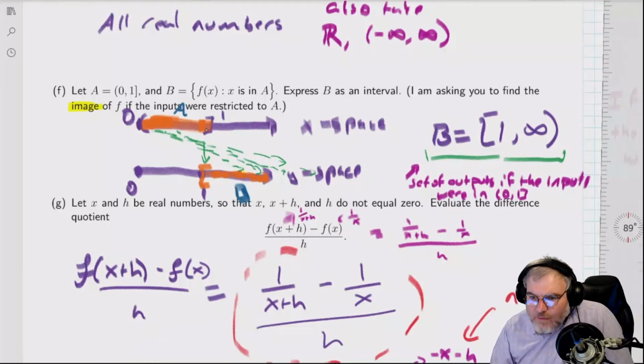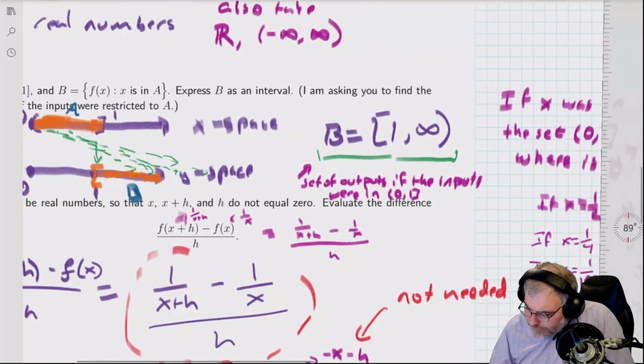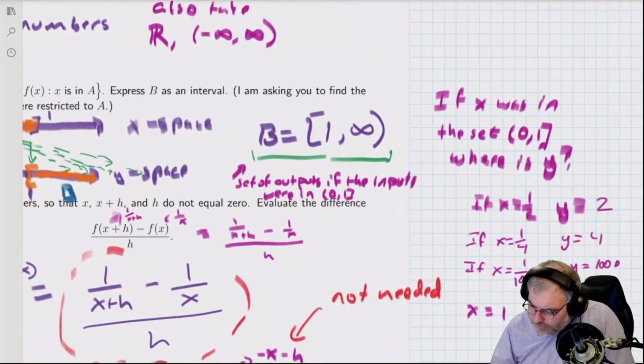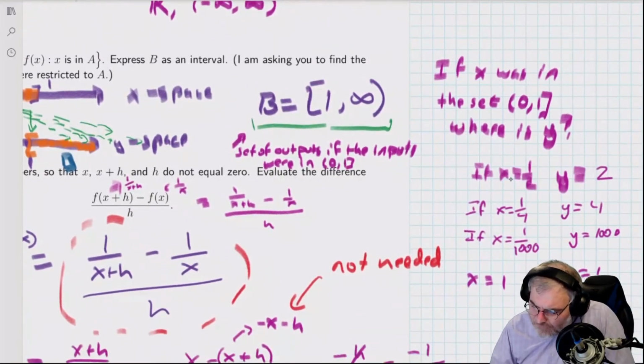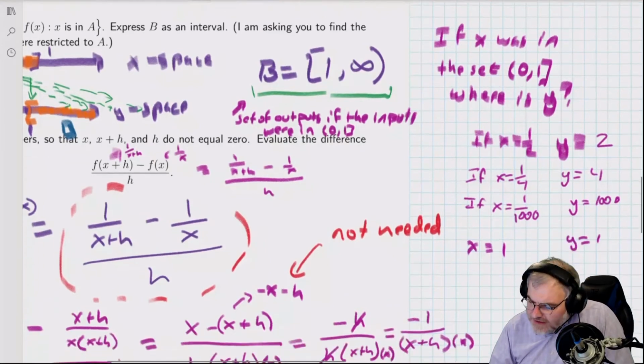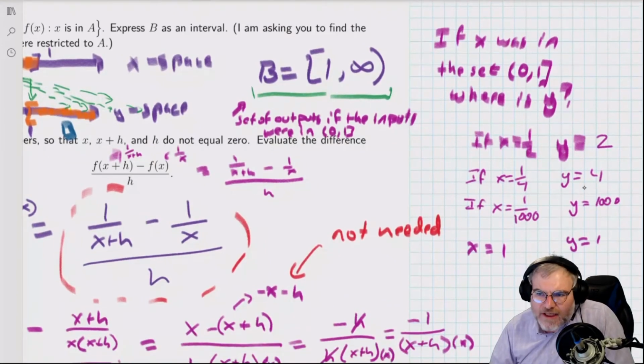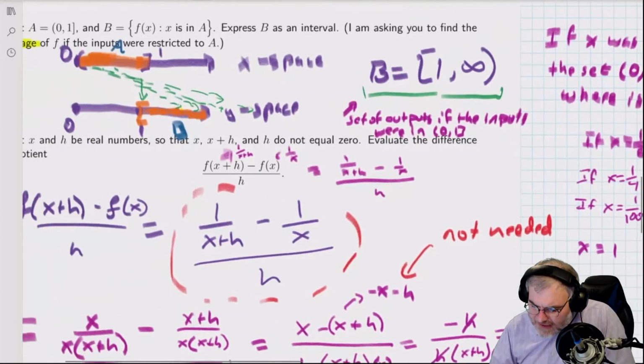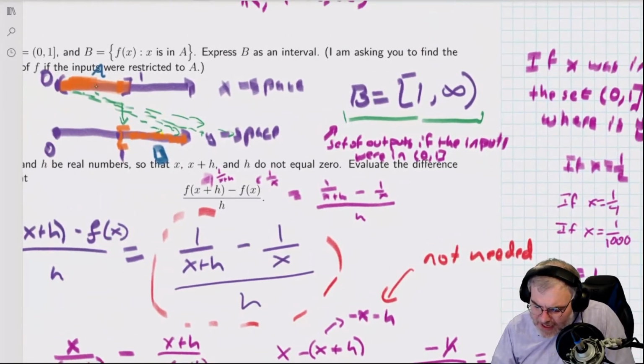Well, if I do that, then 1 maps to 1. 1/2 maps where? If x is 1/2, y equals 2. If x is 1/4, y equals 4. If x equals 1/1000, y equals 1000. So as I go along here, if x is 1/2, I go here. If x is 1/4, I go here. And all of the shaded region here is going to map to all of the shaded region here.